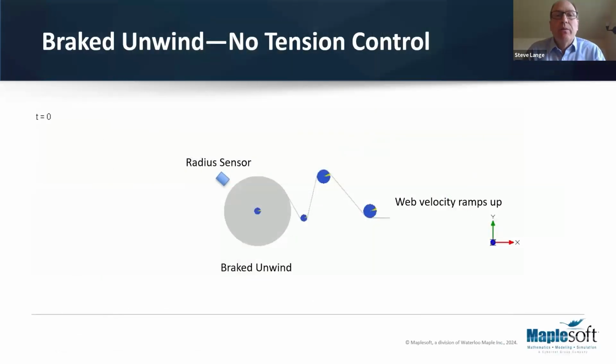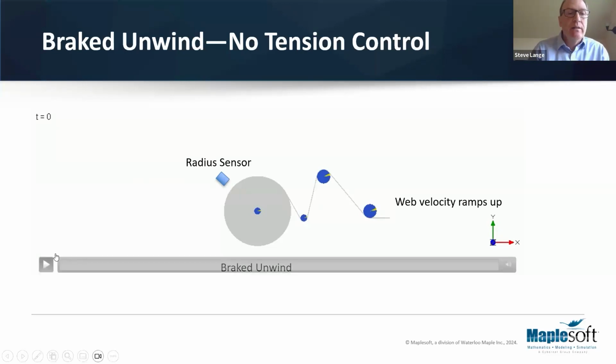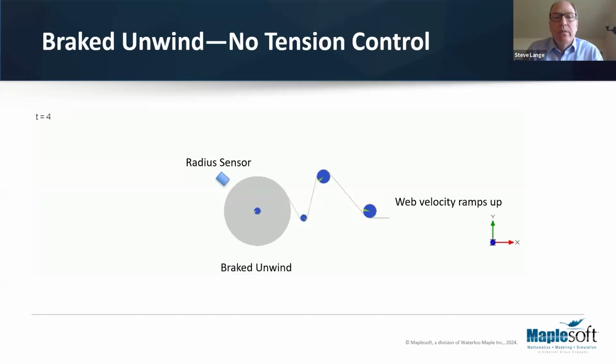So first, a very simple example. We have an unwind, and it has a brake on it. We have 3 rollers, and we have a sensor that can measure the radius of the unwinding roll. Downstream, we are able in the simulation to basically pull the web from 0 speed up to a given speed. And just a little animation so that you can see the rollers start to move and the unwind is moving. And that's just a basic animation of the simulation.